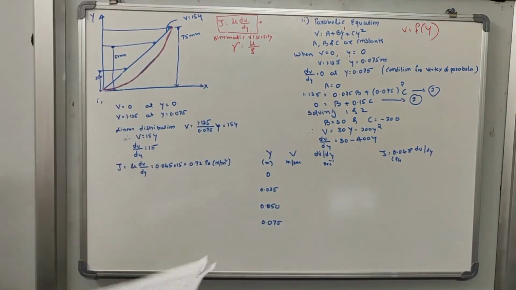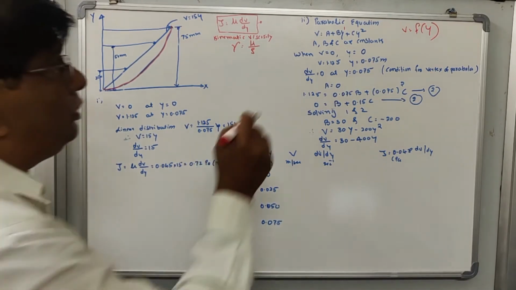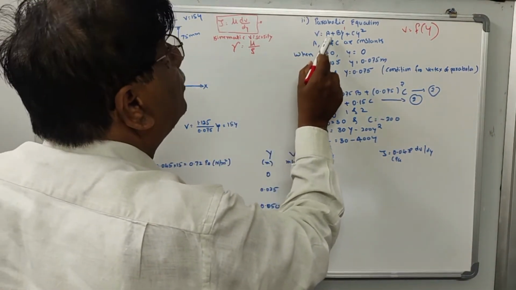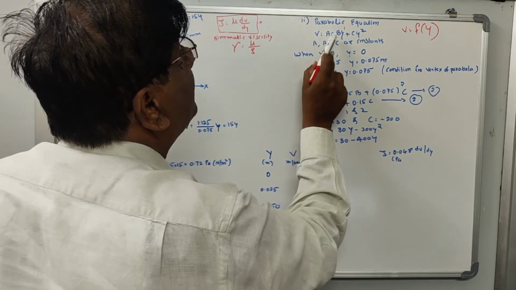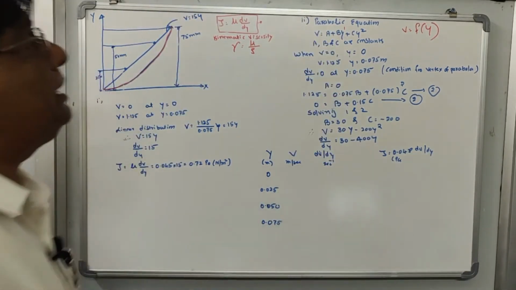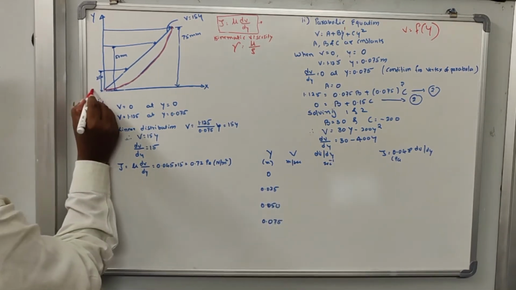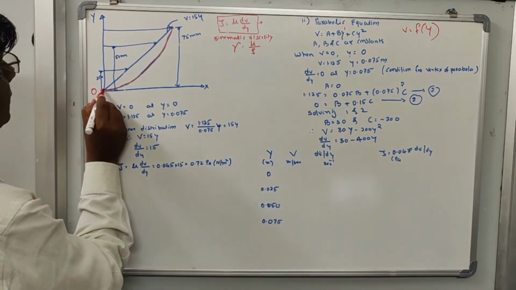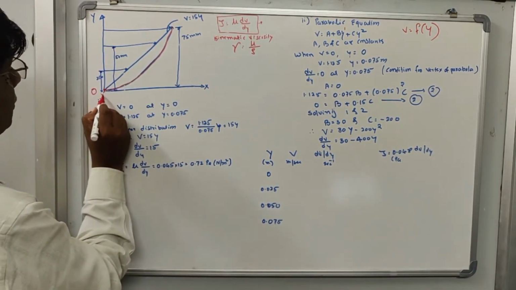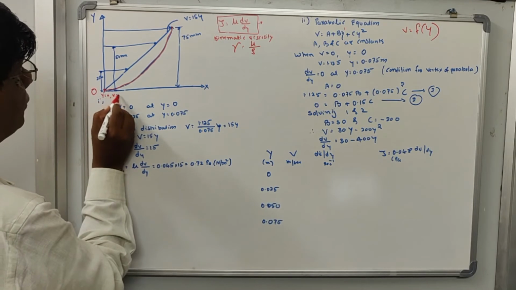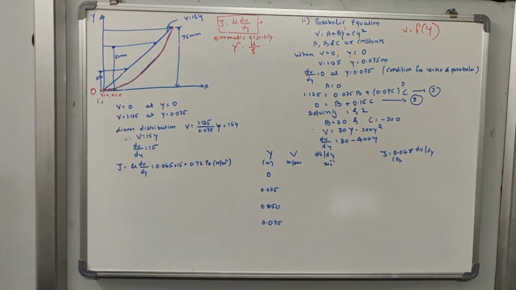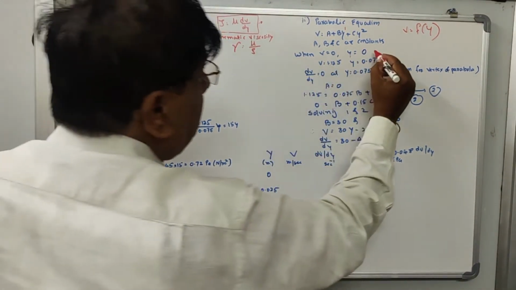Now to solve this, first you must know the parabolic constants a, b, c. To get the values of a, b, c, again you can make use of initial conditions and boundary conditions. What is the initial condition? Let us take this point as O. When y is equal to 0, v is also equal to 0. So this is the initial condition.